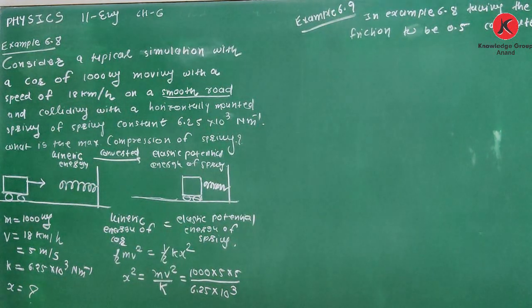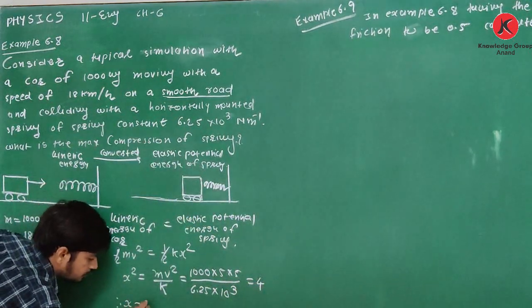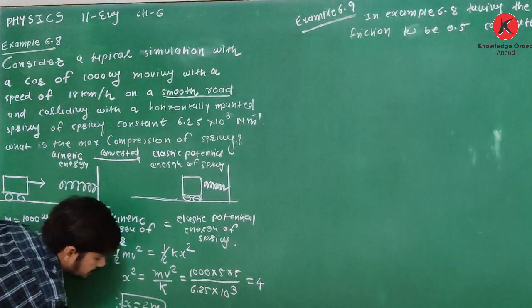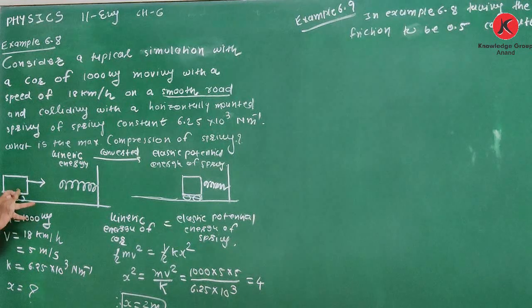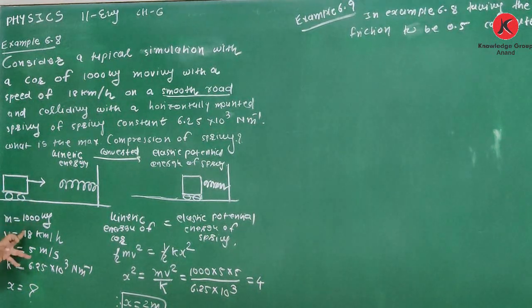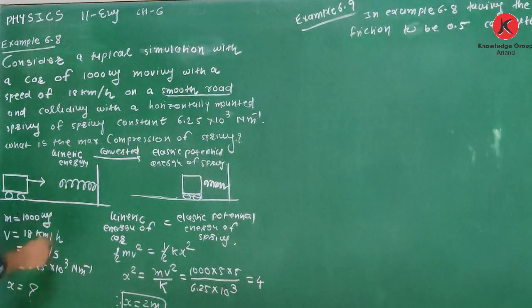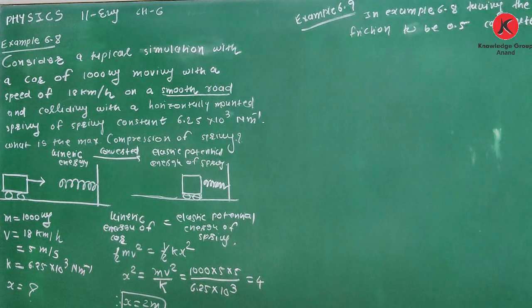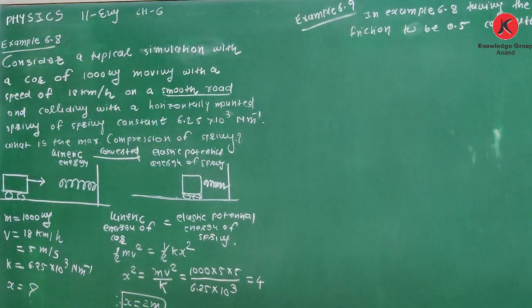So yes, if you calculate this, you will get 4. Therefore, the value of x is equal to 2 meter. So when this car of mass 1000 kg, moving with speed 18 km per hour, that is 5 meter per second, is colliding with this spring, what is the maximum compression of the spring? The maximum compression of the spring is x equal to 2 meter when the surface is smooth. Clear about this?